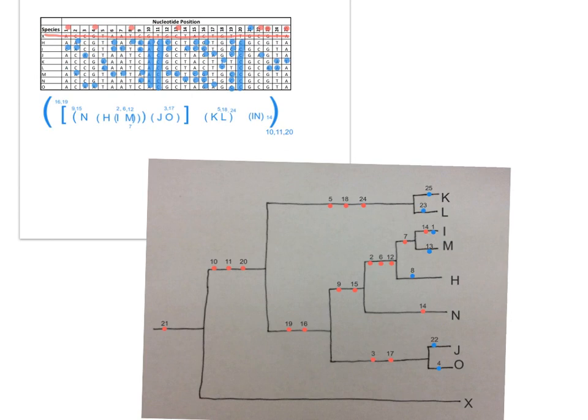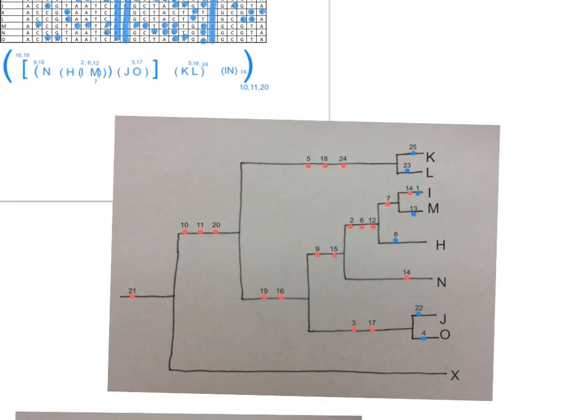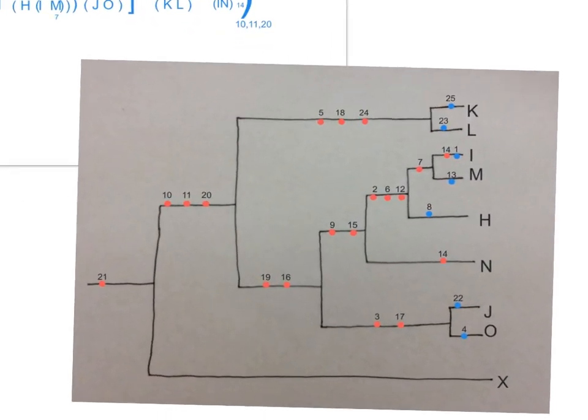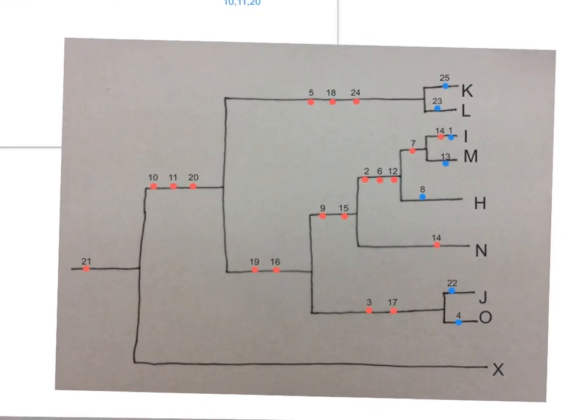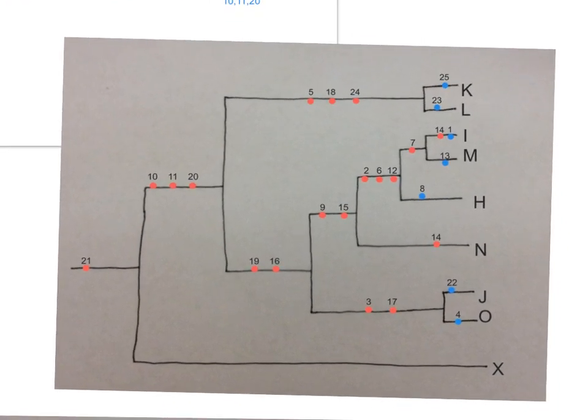So here is your finished tree, and hopefully that made sense to you of how to turn a DNA matrix into a drawn-out tree like such, showing the different characteristics for each species.